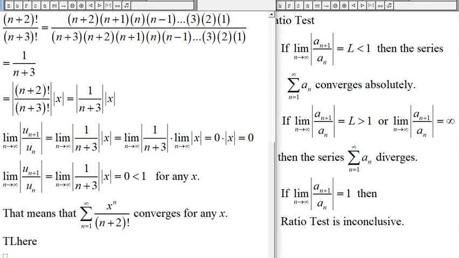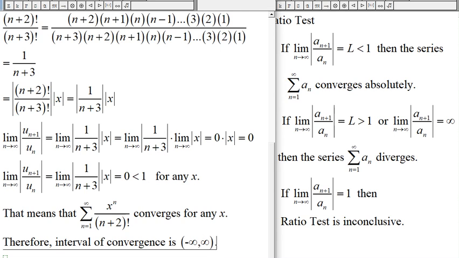And therefore, the interval of convergence is negative infinity to positive infinity. So for this power series right here, put any number in the place of x, and this series converges for any number. So anytime we have the limit of u sub n plus 1 divided by u sub n equal to 0, then the interval of convergence is going to be negative infinity to positive infinity.